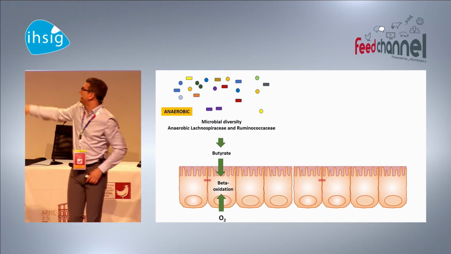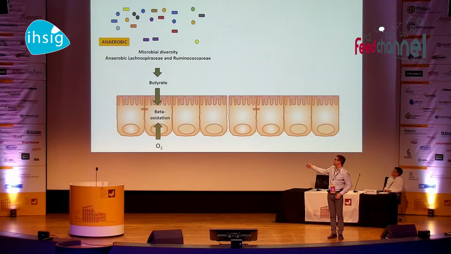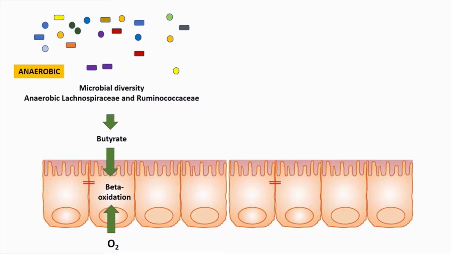Just to explain this, this is the normal situation: a lot of diversity and anaerobic conditions, of course, because we're speaking about the gut, the intestine. There is high microbial diversity and a lot of butyrate producers. This butyrate is taken up and oxidized in the cells, oxygen is used, and it serves as an energy source.